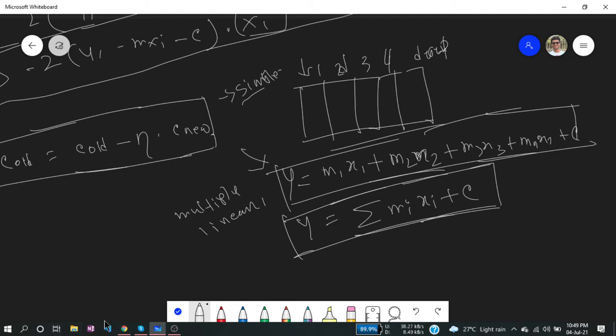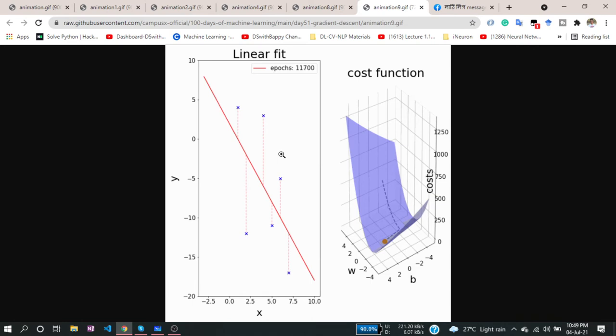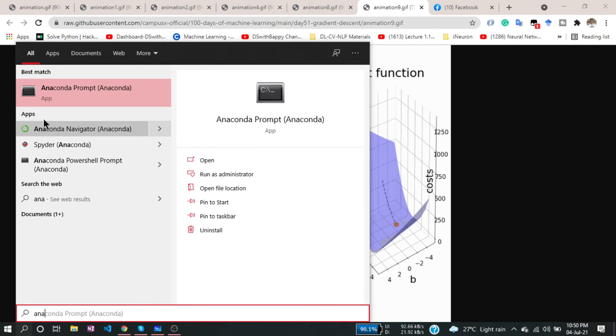Now we will code. We will code from scratch, whatever we have derived till now, we will code it out. Let me open my Jupyter. I think I haven't opened it yet. Anaconda changed my directory.